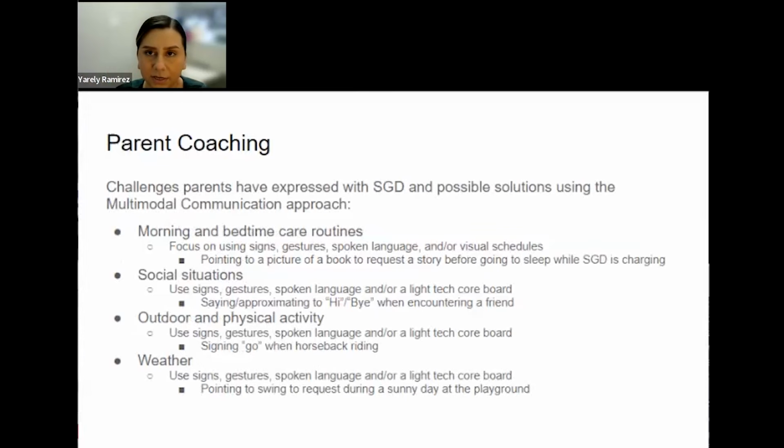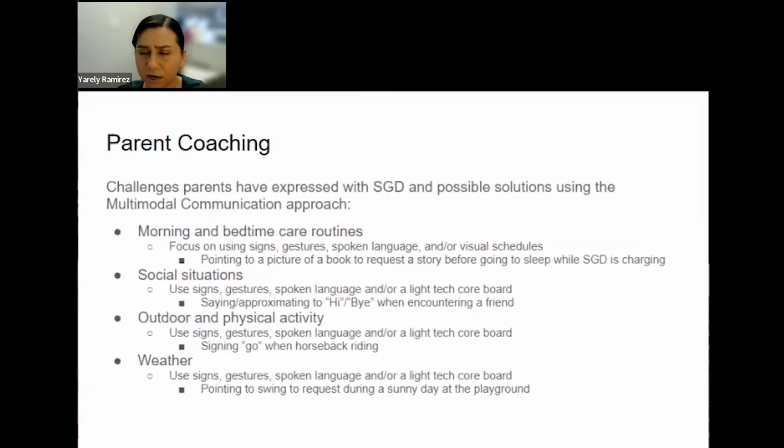And then some of the things that I've heard frequently are challenges using a speech generating device in parents. Again, that buy-in is not quite there yet. So that's when you can use multimodal communication to help the parent out.